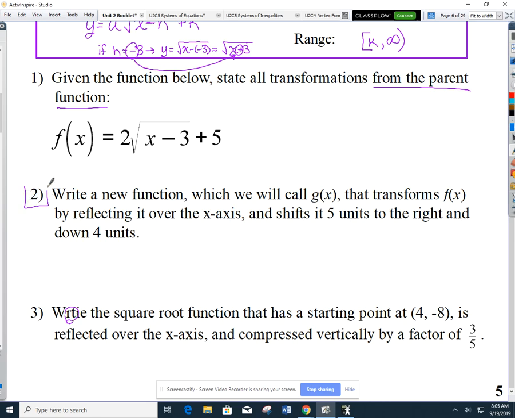Number 2 is the hardest one on the page because it says, write a new function which we will call g of x that transforms f of x. It doesn't say to transform from the parent function. It's talking about transforming this function right here. So start with this and then translate it the way that it tells you to, reflect it over the x-axis, shift it 5 units to the right and down 4 units. So you can do that now. You can pause the video. I'm going to put my answers up here. You can push play when you're done.